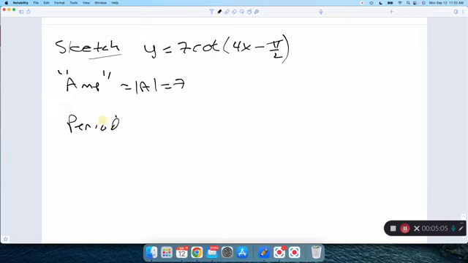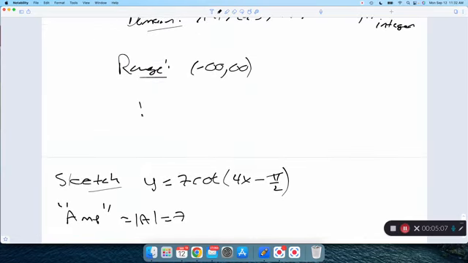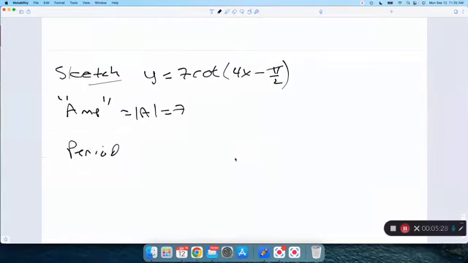Period. We should write that up here. The period of regular old cotangent, without any shifts or anything, just like his buddy tangent, is pi. Sine, cosine, secant, and cosecant are all 2 pi. Tangent and cotangent are pi. And you just got to memorize that. So now that I've changed it, instead of just having x there, I have 4x. My new period will be the old period over b, which in this case is 4.